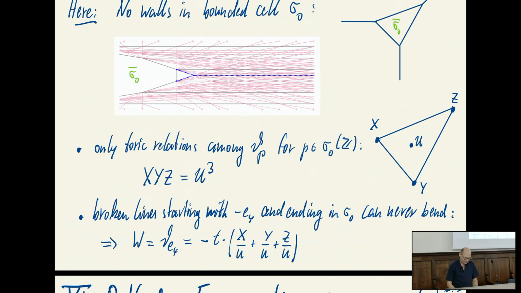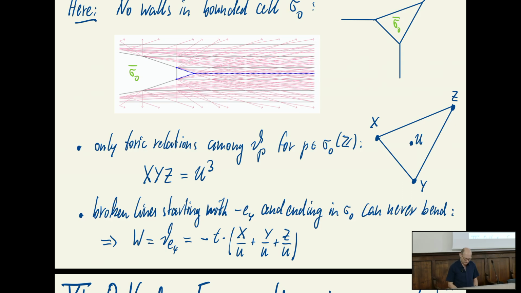So what you get, that means you get only a toric relation among all these monomials or sections of a line bundle that correspond to integral points here in the bounded cell. That gives this first equation that we had, xyz equals u cubed. The second equation, having to do with the superpotential, comes by looking at the theta function that corresponds to this kind of primitive vector. There's an e4 here, okay?